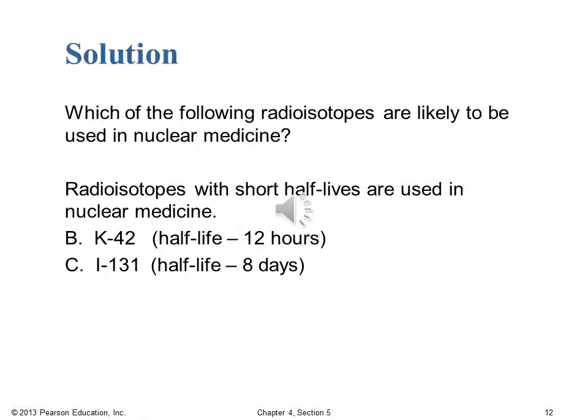They are both relatively short half-lives. Potassium's useful in studying various cell processes, muscle action potentials, things that involve potassium and sodium. For instance, iodine we've already talked about with thyroid function and imaging. So either B or C would be appropriate here.